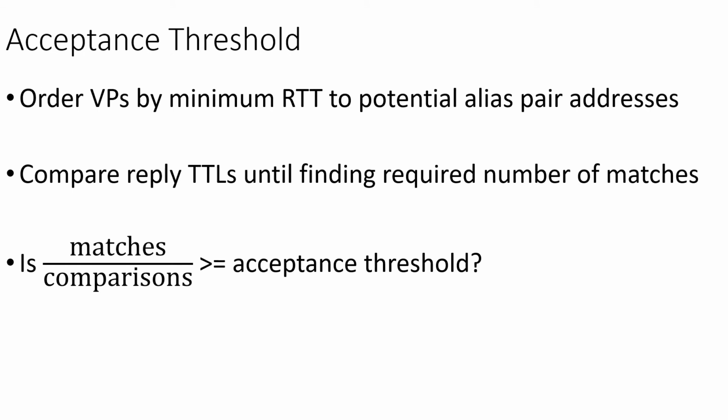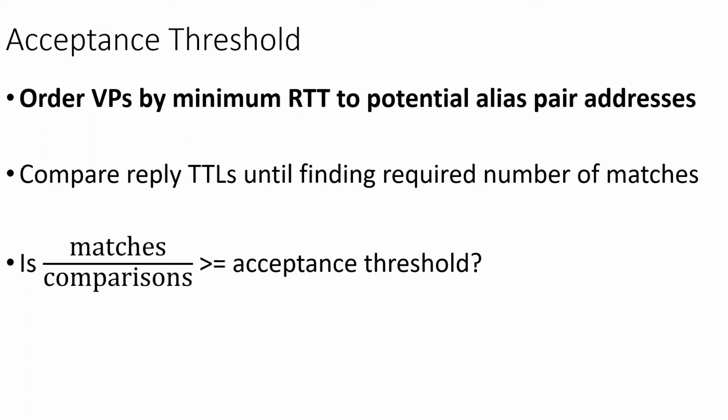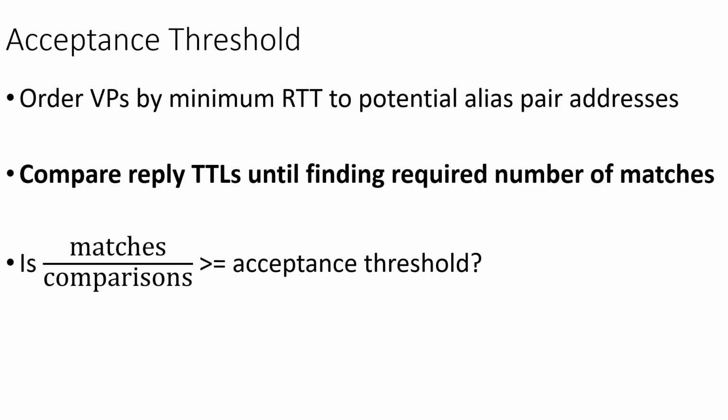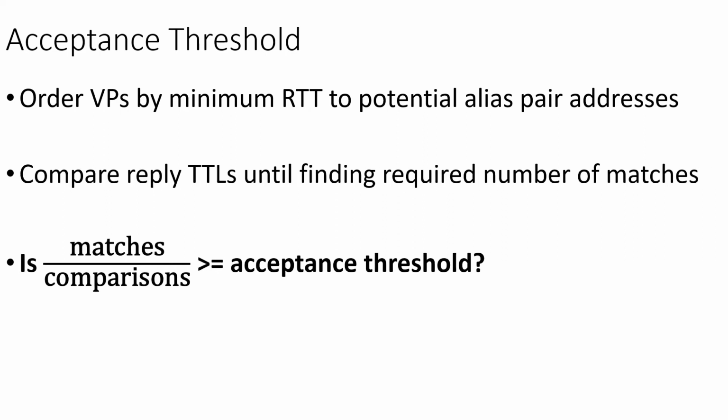So now I'm up to the second parameter, the acceptance threshold, which is a little easier to understand. It dictates how many comparisons are allowed before we reach the minimum match threshold. For an alias pair, I sort the vantage points by their minimum round-trip time to either of the addresses in the alias pair. I do this because I normally expect that vantage points closer to the addresses are better discriminators than those further away. Basically, I think there's less of a chance that the reply will encounter a network technology that could mess up my approach. Then I compare the reply TTLs in sorted order until I reach the minimum number of required matches. So basically, the acceptance threshold tells us the minimum acceptable ratio of matches to comparisons.